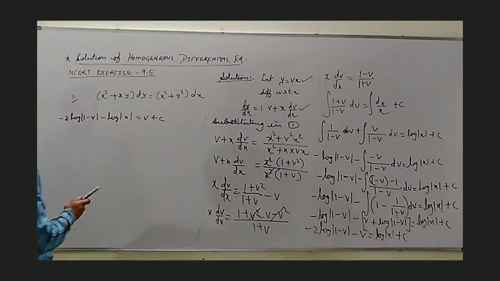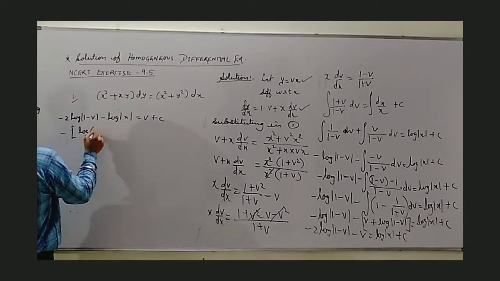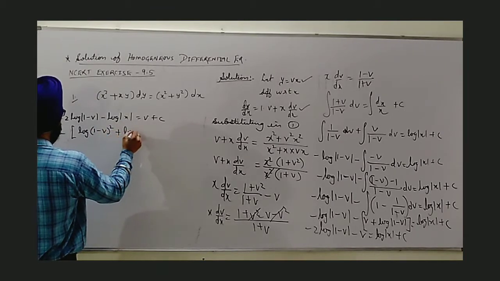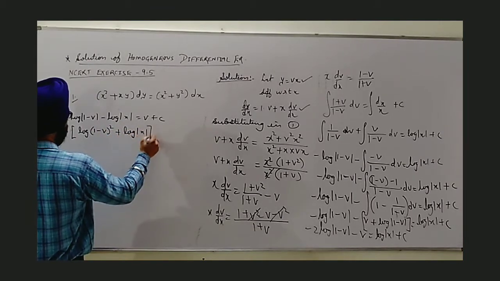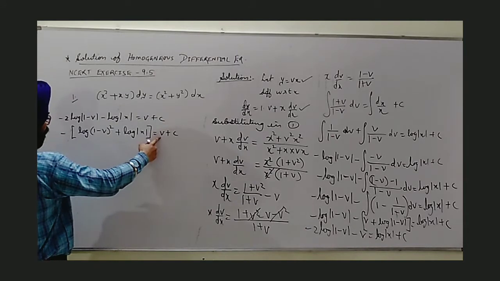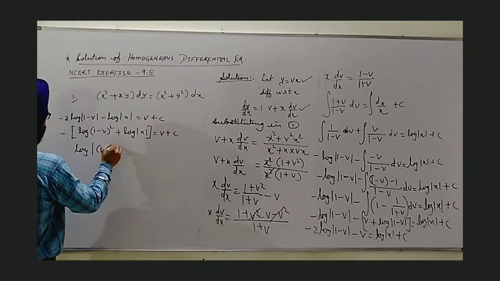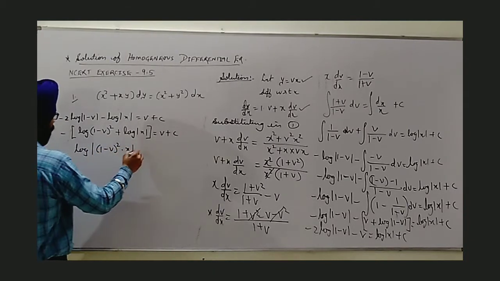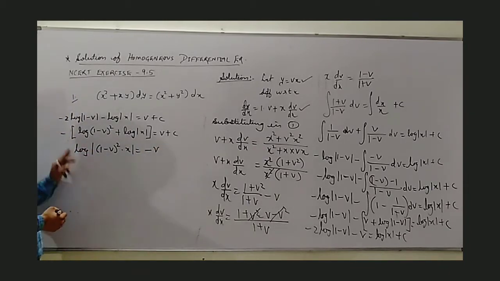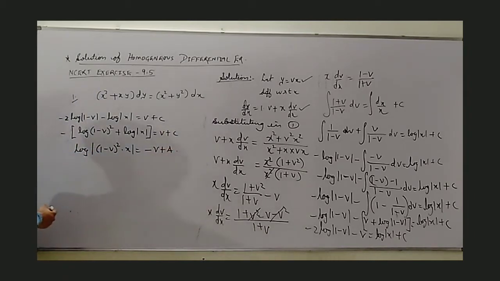Okay, now these two I can make a change, minus sign out, this 2 is the power of 1 minus v, so I will get minus of log (1 minus v) whole square plus log mod x is equal to v plus c, and for convenience this minus can be shifted to the right hand side. Here we get log of mod (1 minus v) whole square dot x equal to, we can say this minus v. Yeah, obviously this will turn into minus v minus c, but minus c can be written as the other constant a. Okay. Now this is the time when we are having the final solution.